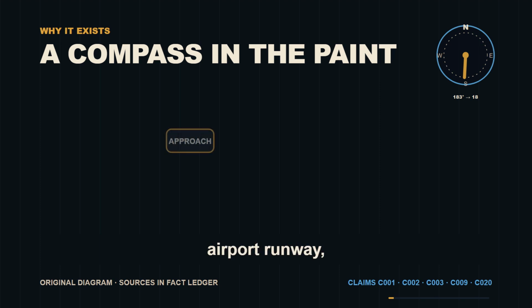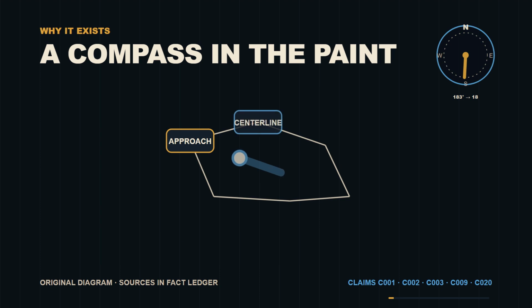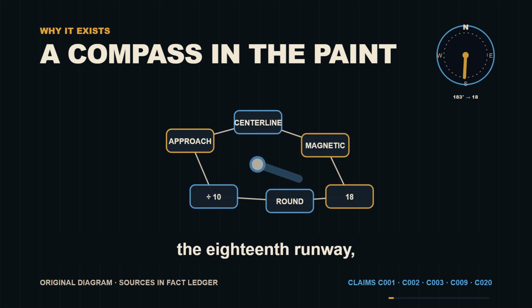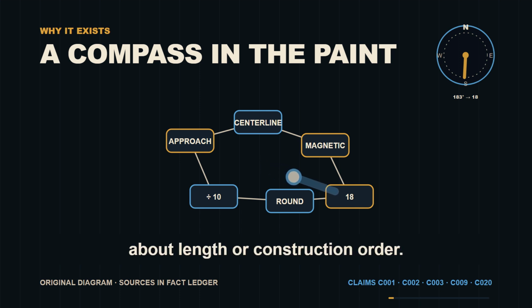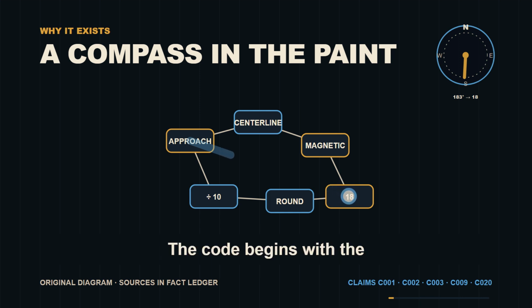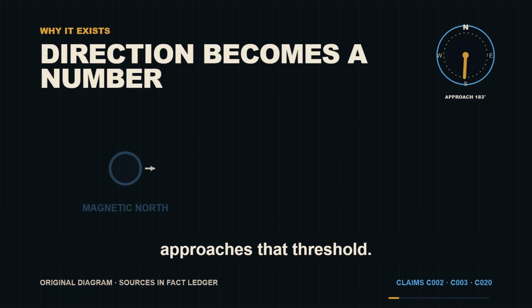At the end of an airport runway, two giant white digits seem to name a strip of pavement. But runway 18 is not the 18th runway, and its number says nothing about length or construction order. It is a compass compressed into paint, built to be understood from a moving cockpit. The code begins with the direction from which an aircraft approaches that threshold.